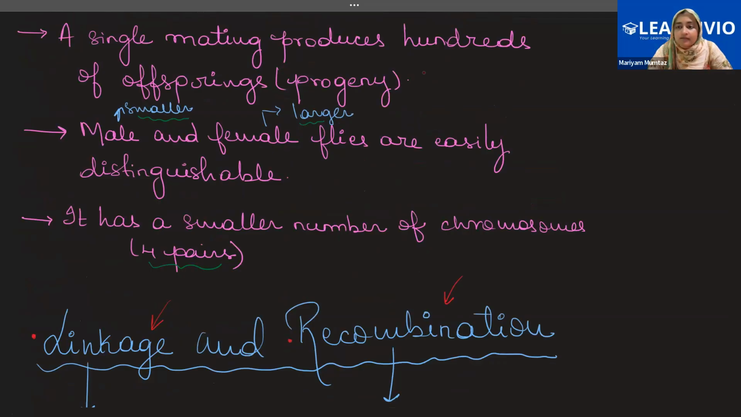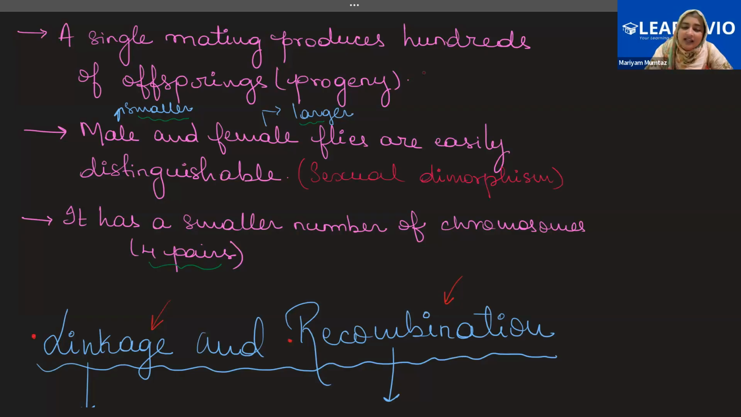What is this phenomenon called, wherein you can distinguish male and female? It is called sexual dimorphism. You remember it from the Animal Kingdom. Here the males are smaller in size and the females are larger in size, and that's how you can make out which one is which.